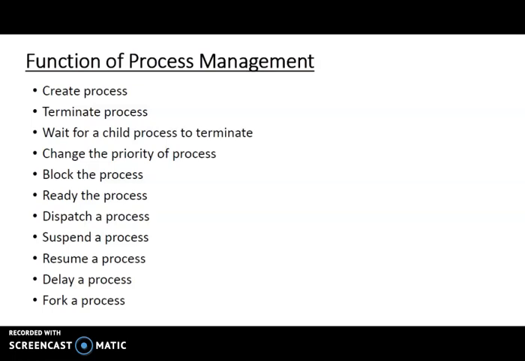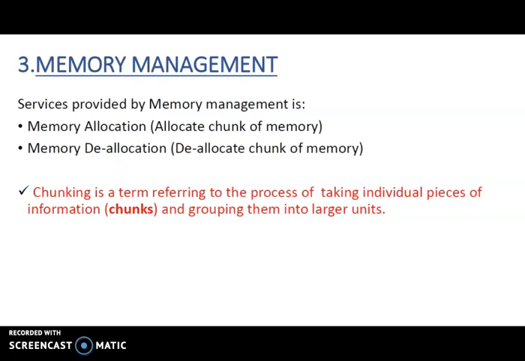Then you have resume process. What is the meaning of resume? If an activity resumes, then it starts again after a pause. Then you have delay process, which means something is late. And your last one is fork process. Fork is an operation whereby a process creates a copy of itself. The fork function is used to create a copy of itself. This is all about process management.